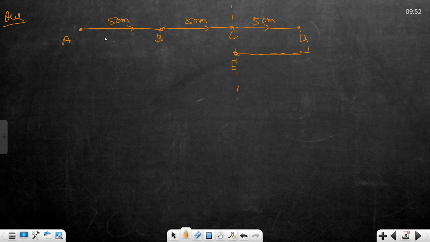The speed was 10 meter per second, then for 5 seconds. Then 5 meter per second. Then 10 meter per second. The question is asking you to find V average, velocity average, and speed average.